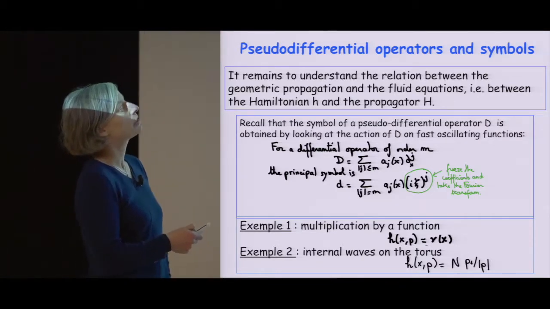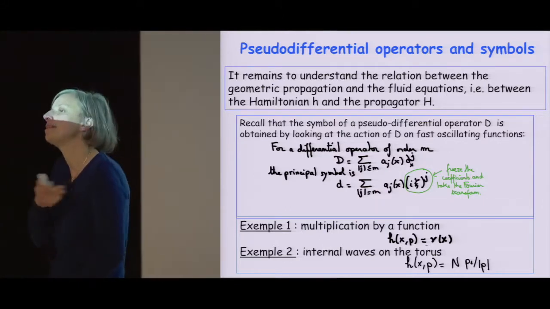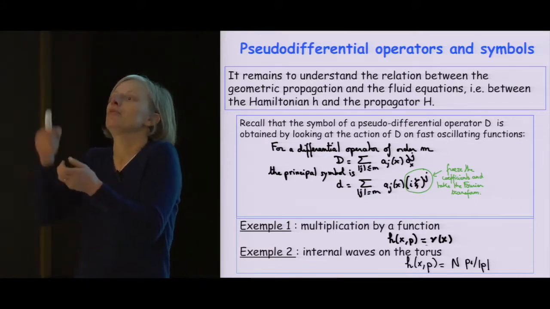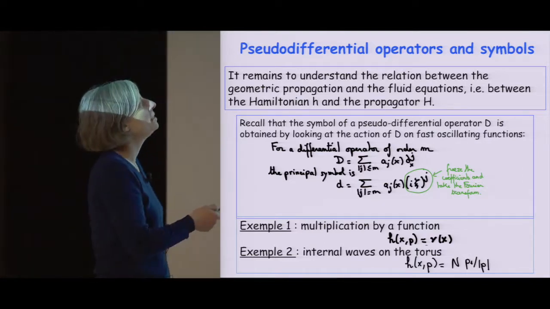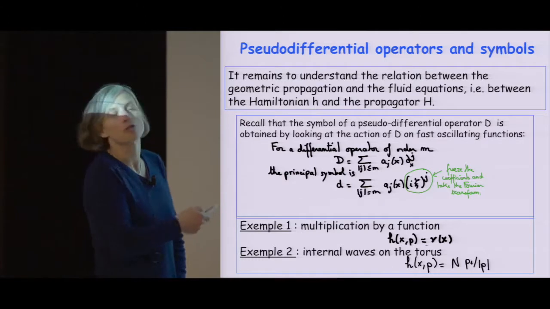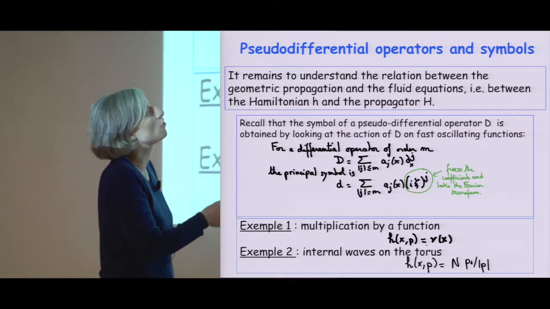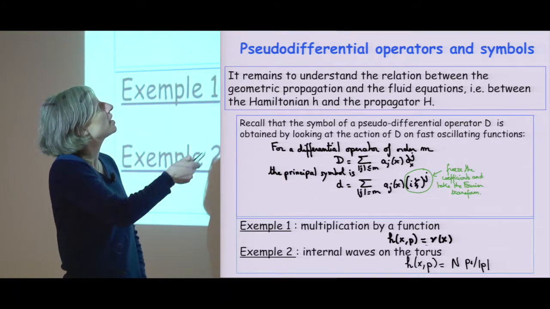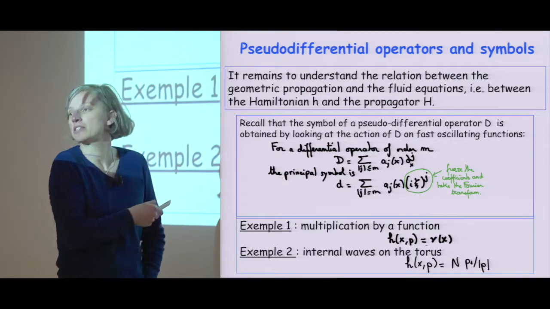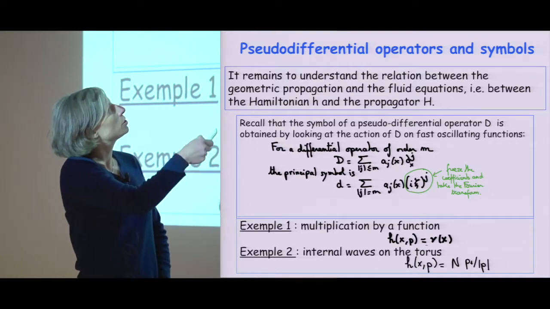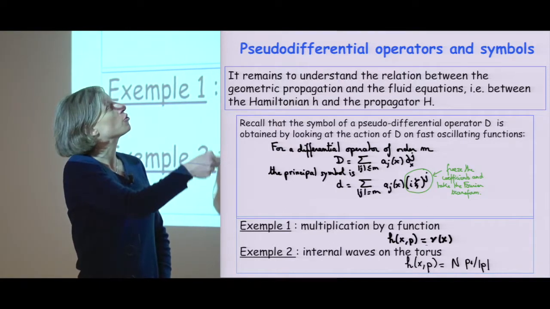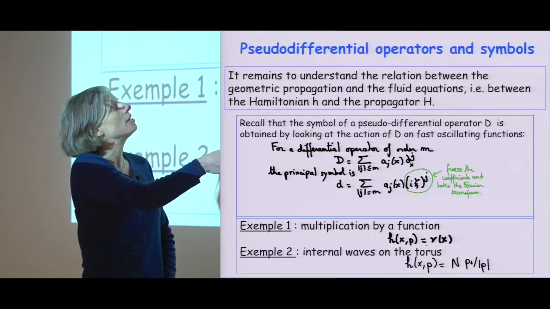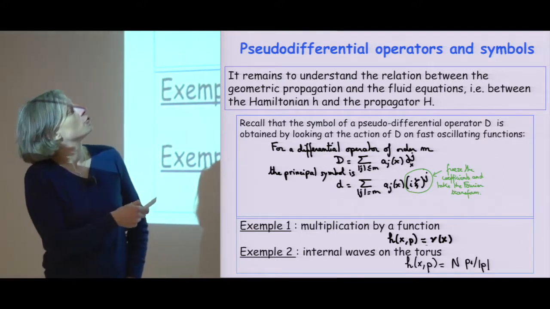Now what is called a symbol, and actually it's exactly like this that you obtain the dispersion relation: you just plug in an ansatz with a very fast oscillating function and look at the action of this operator on it, which is the same as freezing the coefficient and taking the Fourier transform of the operator. So the symbol is just this function, which now depends on two variables: x, because the coefficient depends on x, and xi, which is the Fourier variable associated to x. I just do the Fourier transform as if the coefficient did not depend on x.